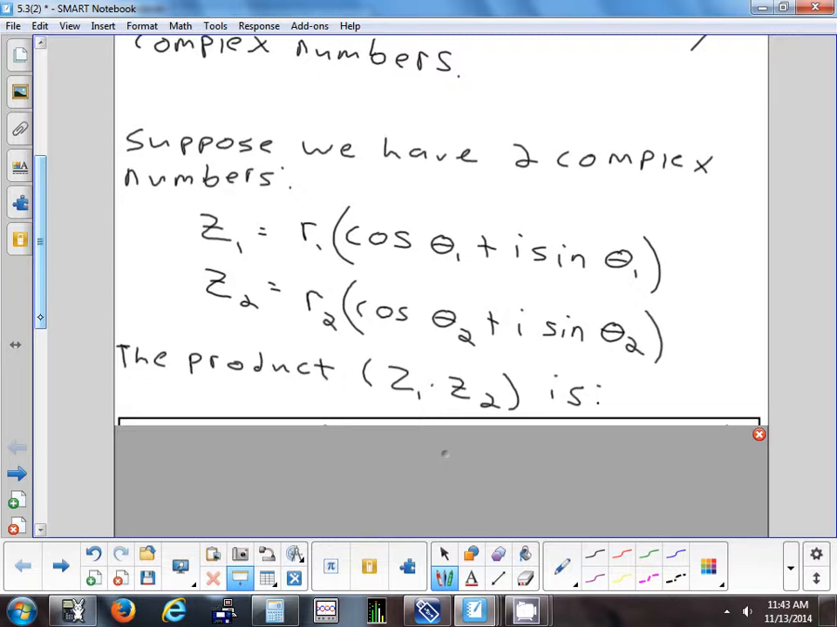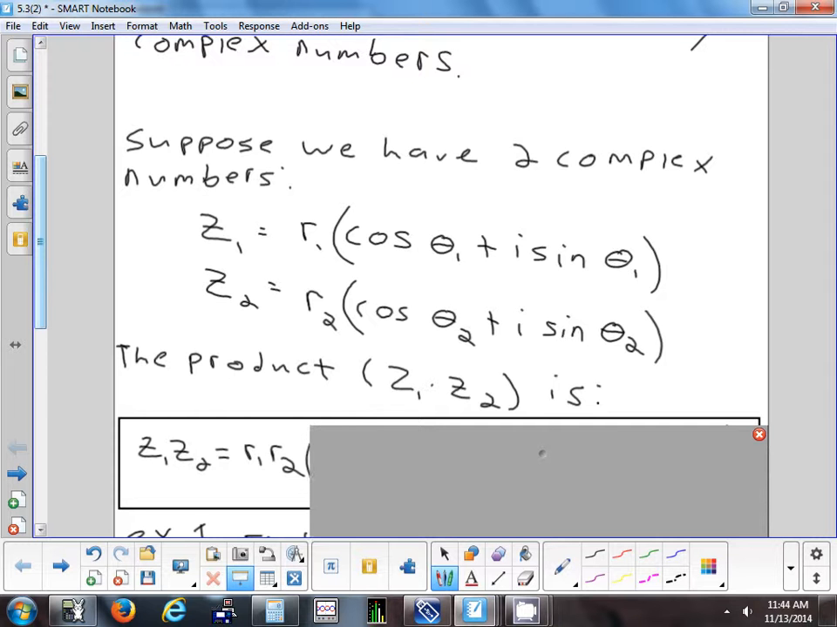Okay, and the product, to multiply those together. Keep in mind what you would have had to do before. You would have had to do the double distributive property, combine like terms, change all your i-squareds to -1, and then combine like terms again. Okay, watch what you do here.